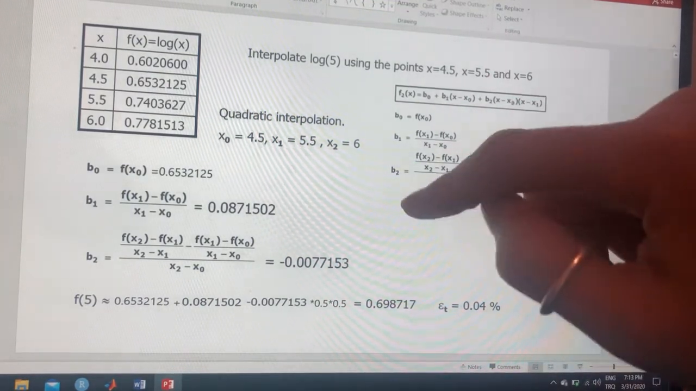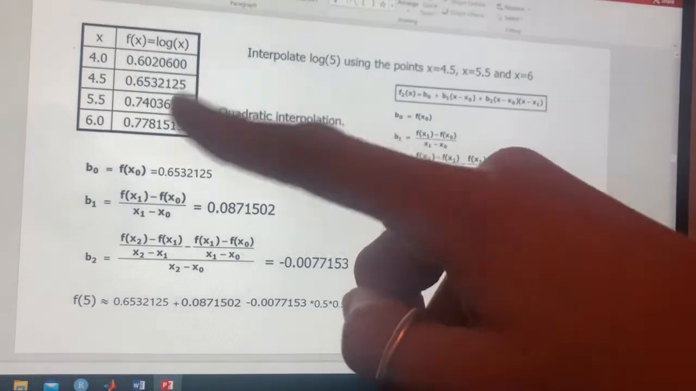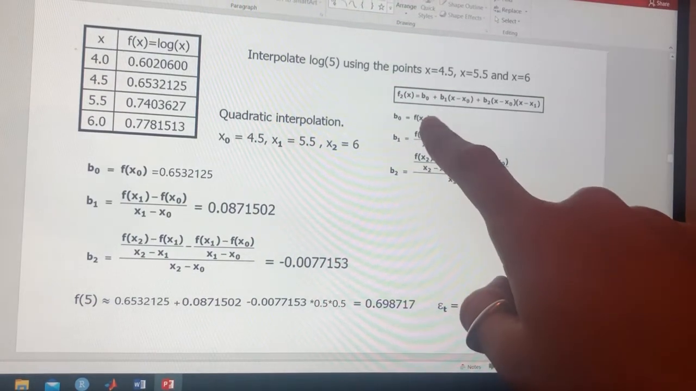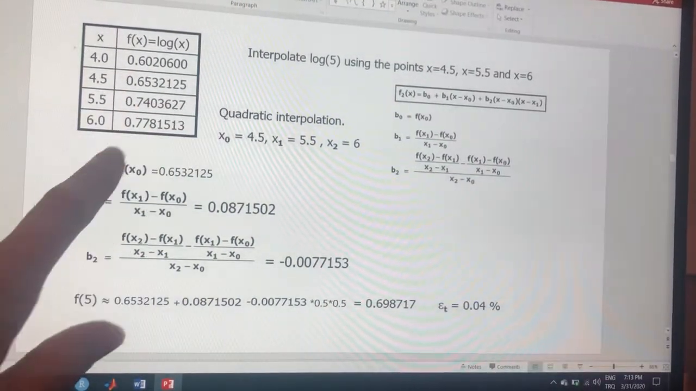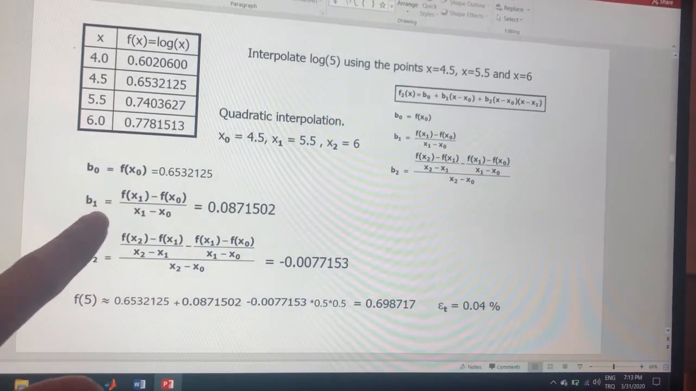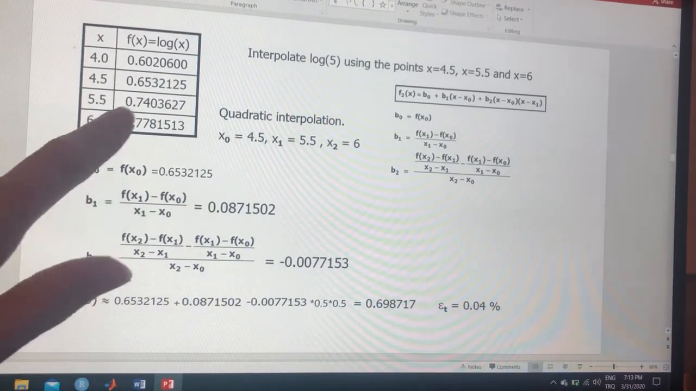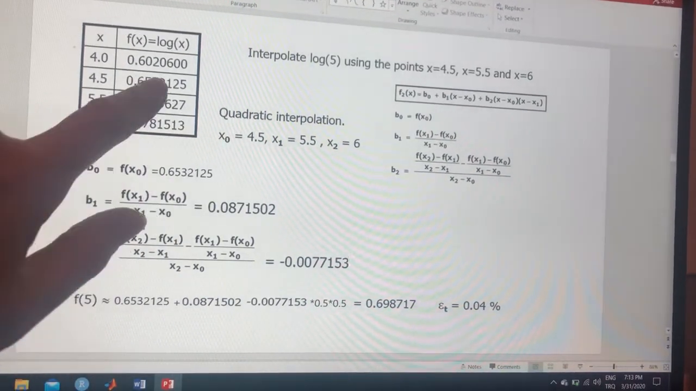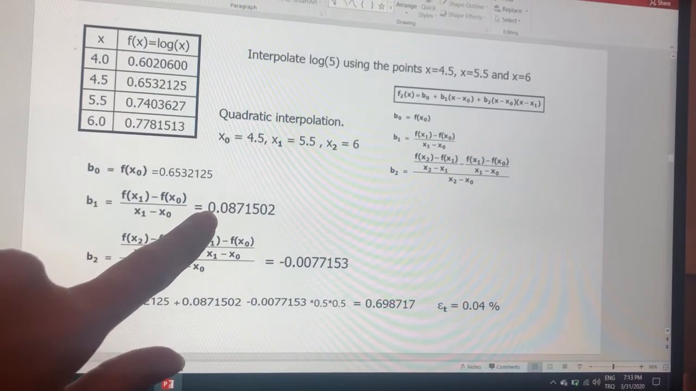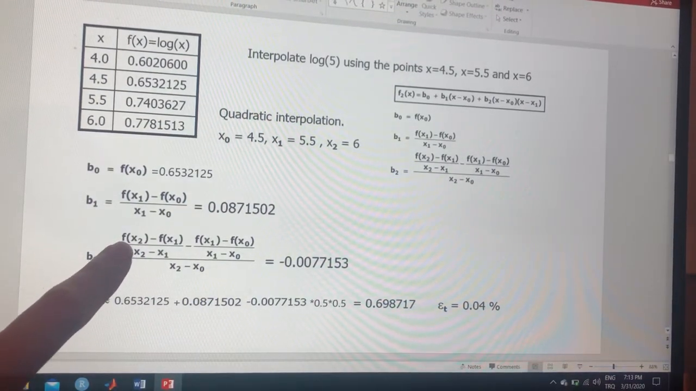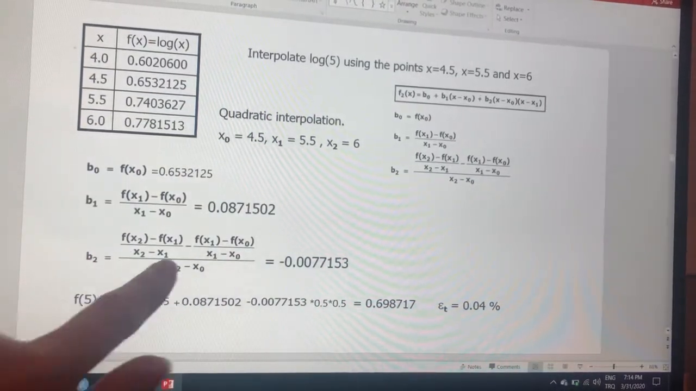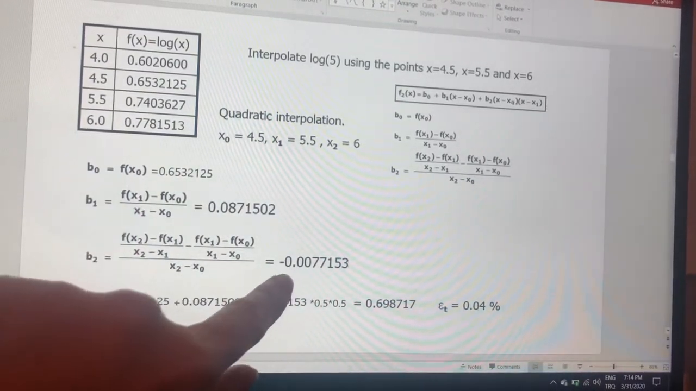So what we will need to do is just plug in those values and look at the table and just calculate. And since b0 is f of x0 and x0 is 4.5, f of 4.5 is this value, you know that. b1 is f of x1, which is this value, minus f of x0, over x1 minus x0, which is 1. So this is what you can get. And further, f of x2 is f of 6. f of 6 is this value. What you need to do is just put these values in here and calculate that.